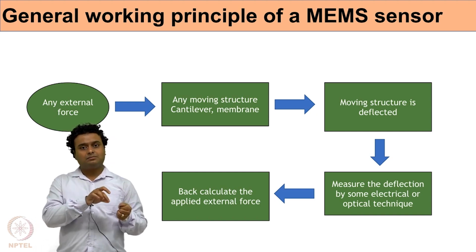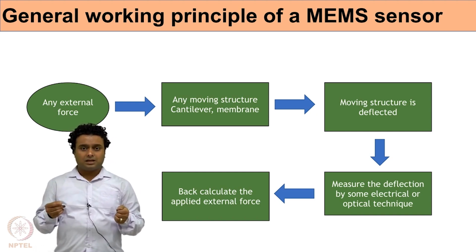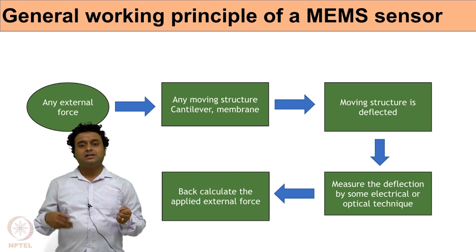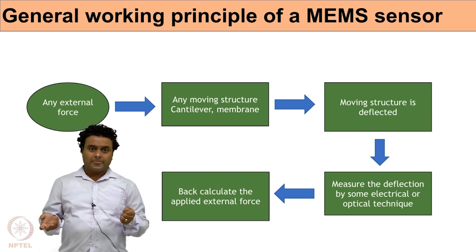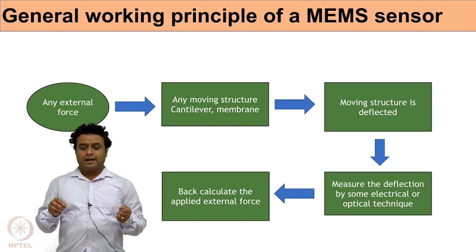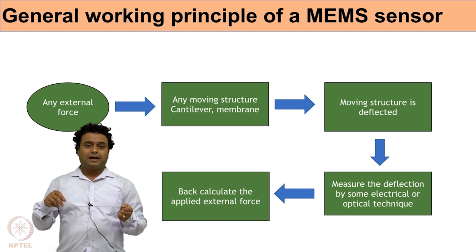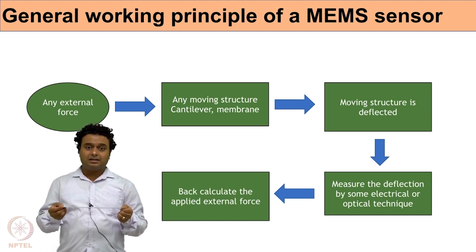Once it bends, if I put some piezoresistive material, as I was talking about in the last slide, which changes its resistivity because of stress or strain, then its resistance changes. Once this moving structure is deflected, that electrical property is changed, and by measuring it we can calculate how much is the deflection and how much force I am applying to make this deflection.